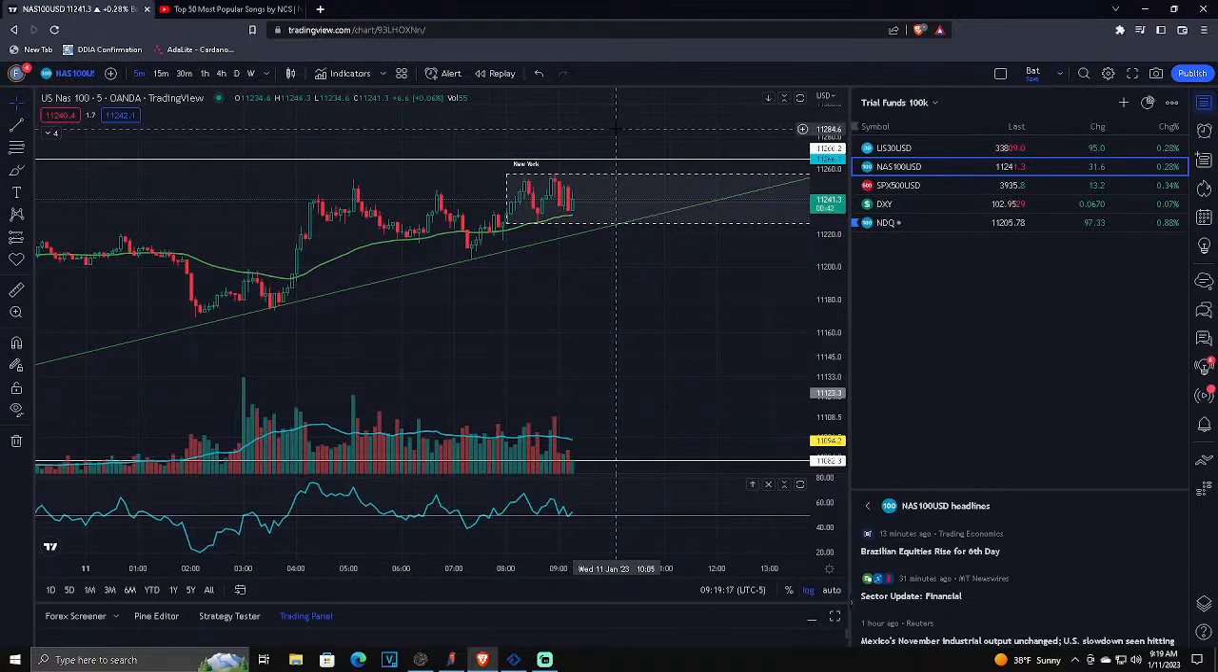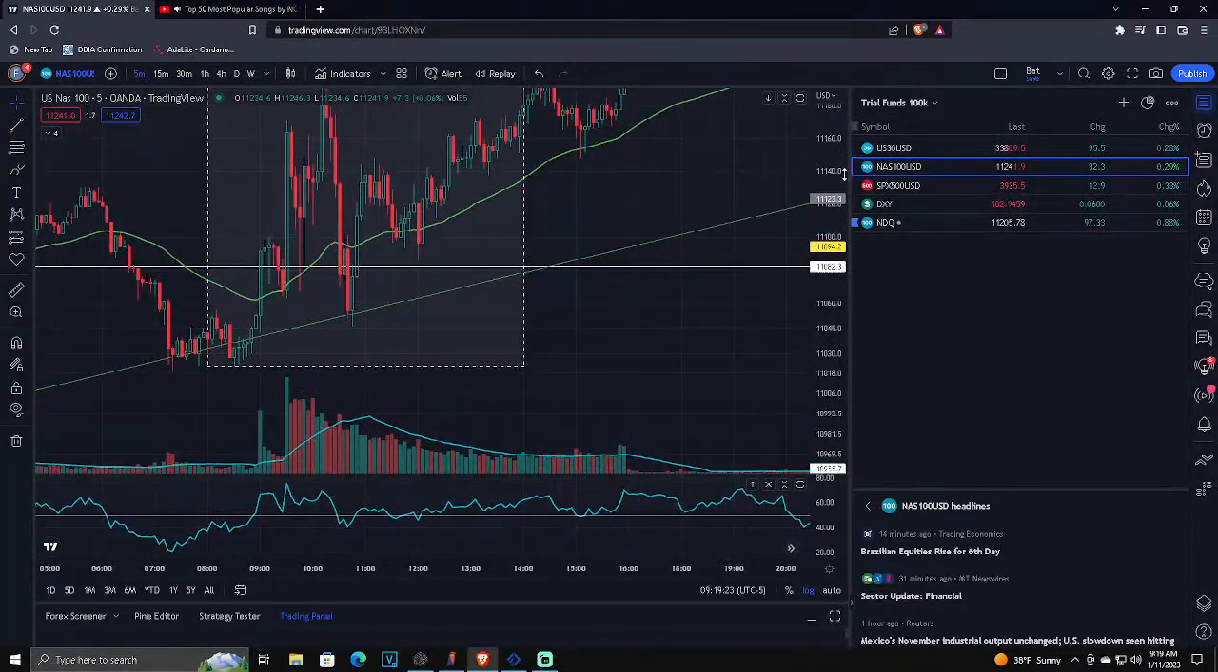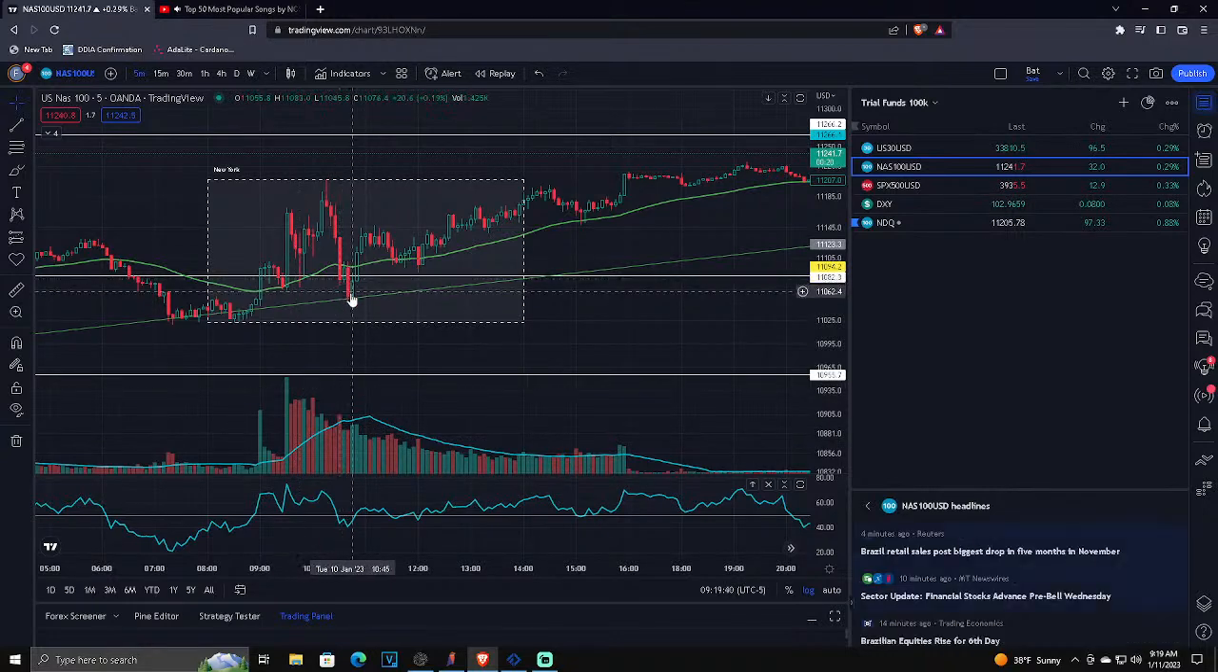Then we can wait for the first pullback after the session opens. And again, I'll go back to yesterday. You can see market open here, strong move up. Because of the high volatility at opening bell, I usually wait until about 15 to 20 minutes after to let some of the volatility go down. But this would have been the best pullback opportunity to get in. And another one would have been here.